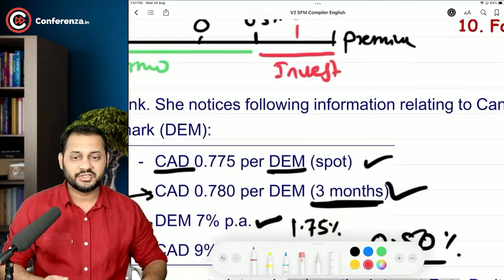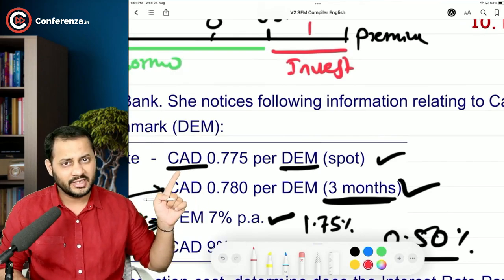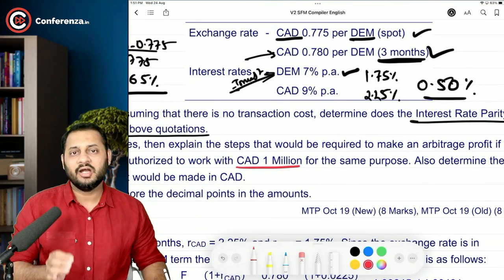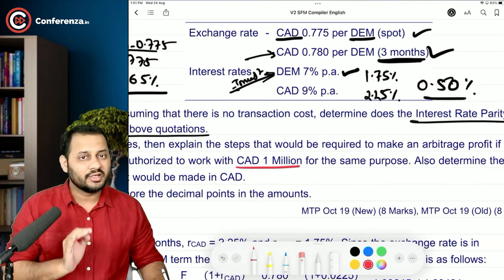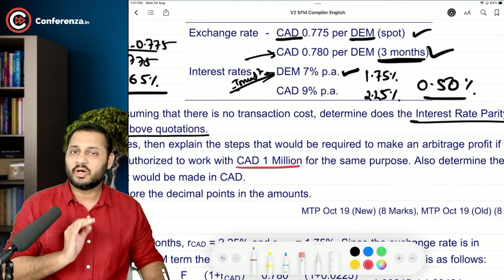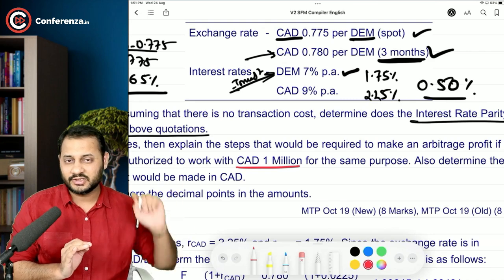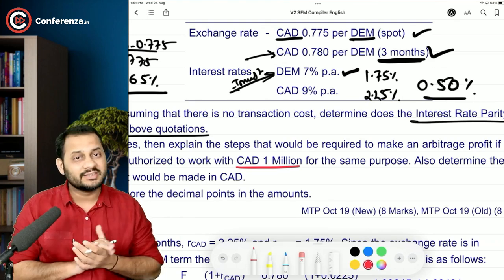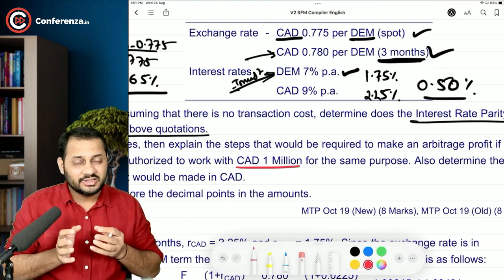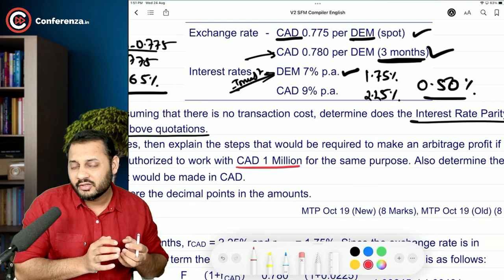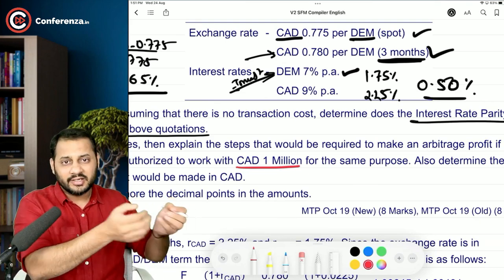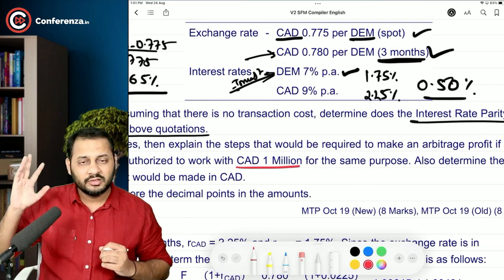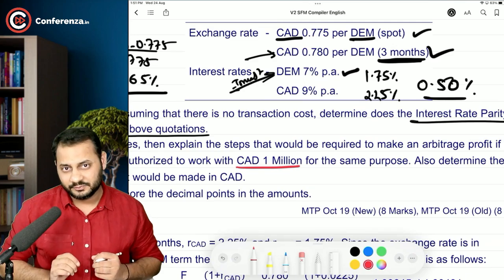So if we are investing in the Deutschmark, that means we are borrowing in the Canadian dollar. So what we have to do is borrow Canadian dollar, convert that into Deutschmark, invest that amount in the Deutschmark at 7%, and take the forward sell contract. Because Deutschmark is the base currency, after 3 months you will receive the investment in Deutschmark. You will sell that Deutschmark and get the Canadian dollar. Out of that received Canadian dollar, you repay the borrowing and the balance will be your gain. I will just show you.